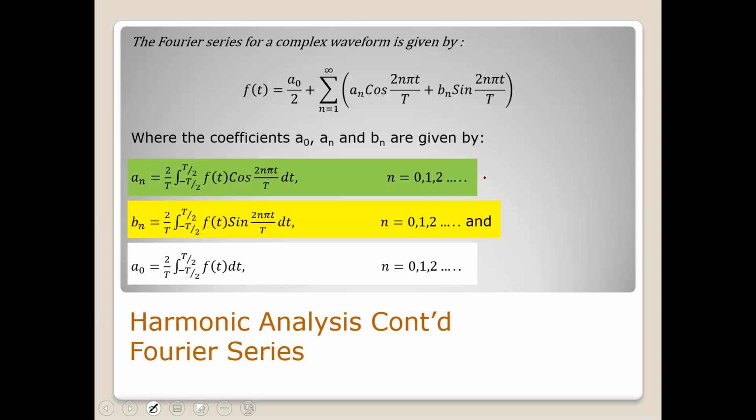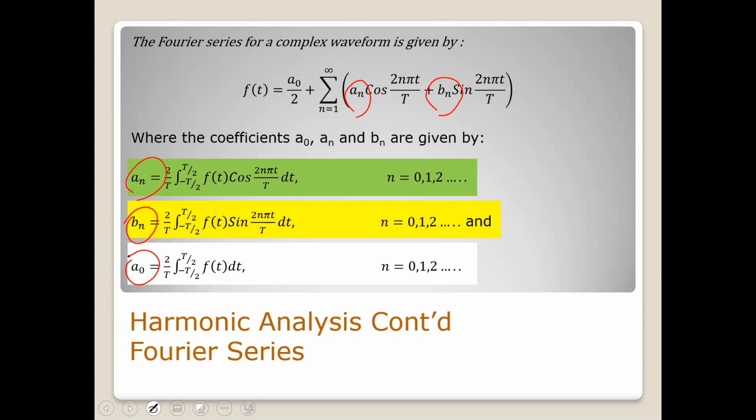Now the Fourier series for a complex waveform is given by f of t equals a0 over 2, plus the sum from n equals 1 to infinity of a n cos 2 n pi t over T, plus b n sine 2 n pi t over T. And of course, these coefficients, the a n coefficient and the b n coefficient, as well as a0, are found with these.